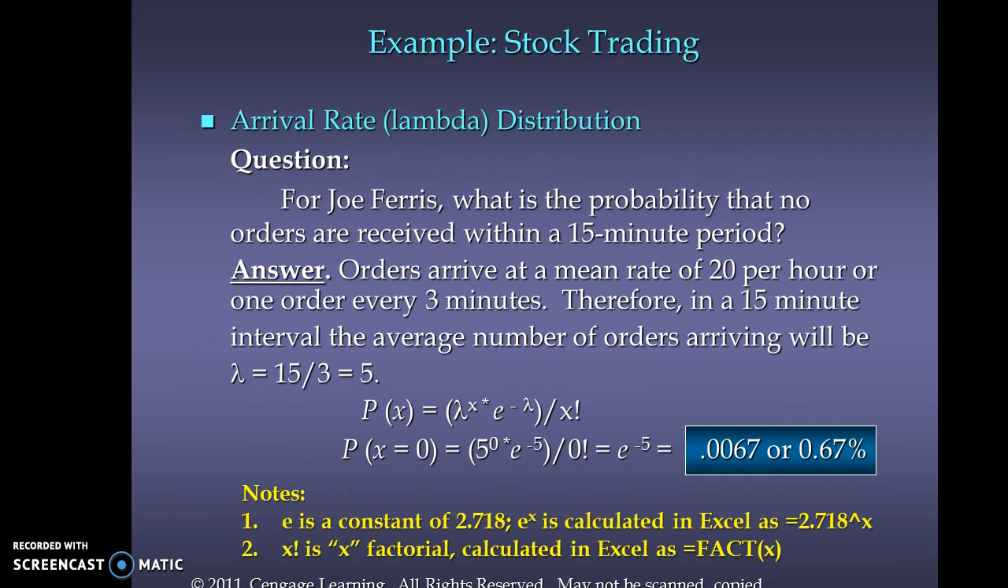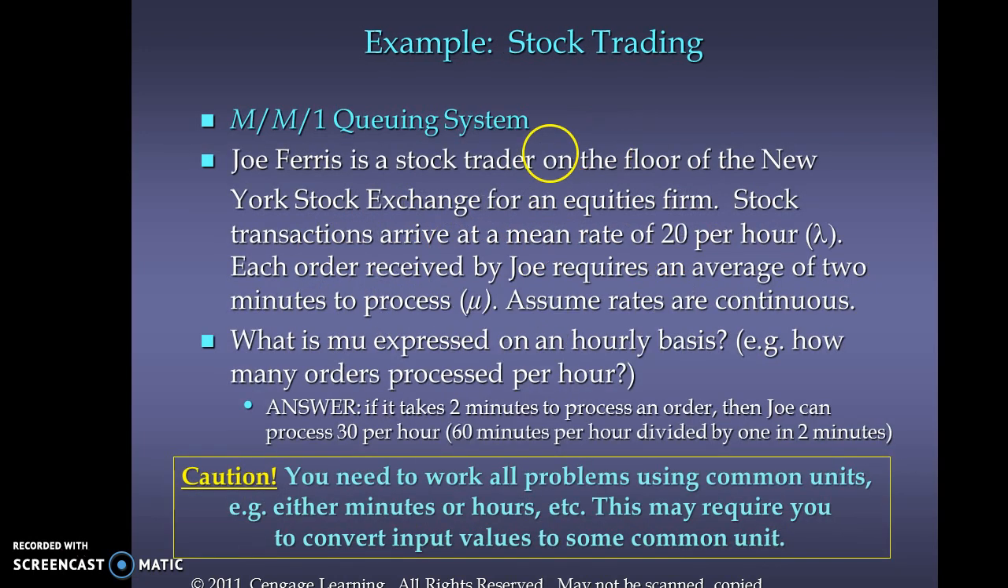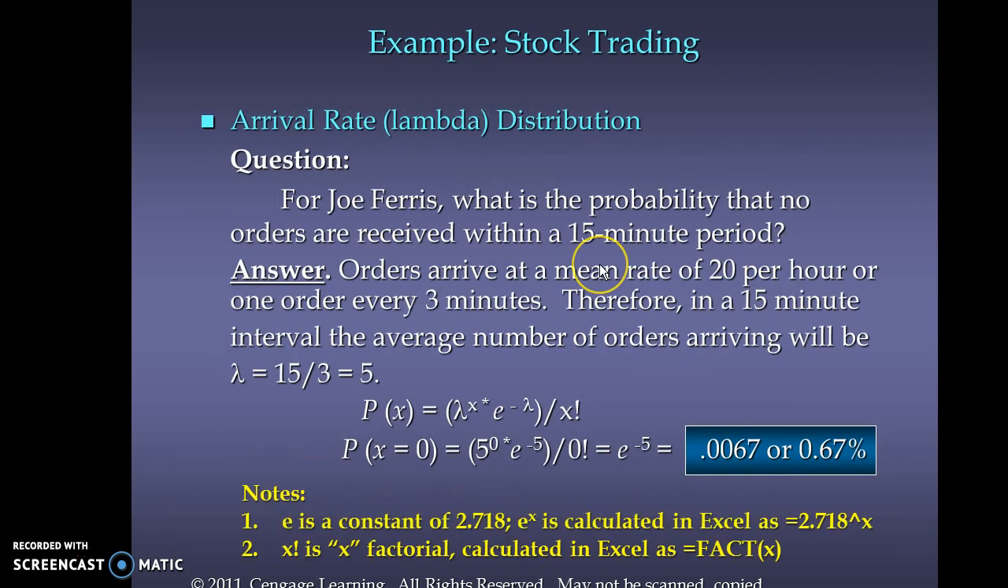Let's look at a different question in terms of those arrival rates and probabilities. For Joe, what's the probability that he doesn't get any orders within a given 15-minute period of time? Remember that they arrive at a mean rate of 20 per hour, but because they follow a Poisson distribution model, it's conceivable that for some period of time there are no arrivals. If we convert that mean rate, it becomes 1 order every 3 minutes on average. Therefore, in a typical 15-minute interval, the average number of arrivals should be approximately 5.